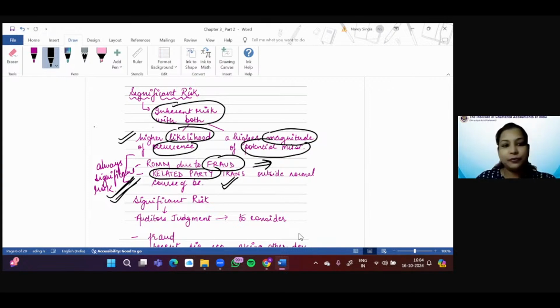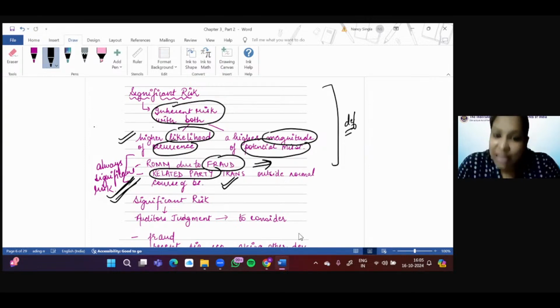First of all, tell me whether the definition, the concept of significant risk, is clear or not. We have done that. Significant risk is the inherent risk with two things: the chances of occurrence are higher, and the impact is also going to be higher. Higher likelihood of occurrence and a higher magnitude of potential misstatement. Fraud and related party transactions are always significant risk.